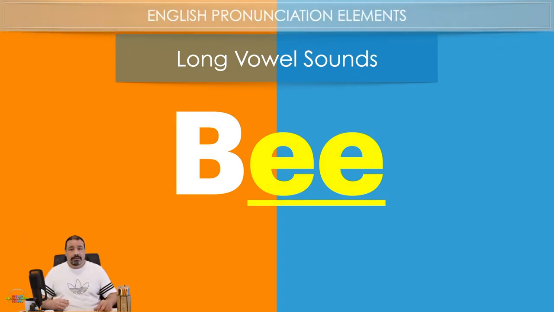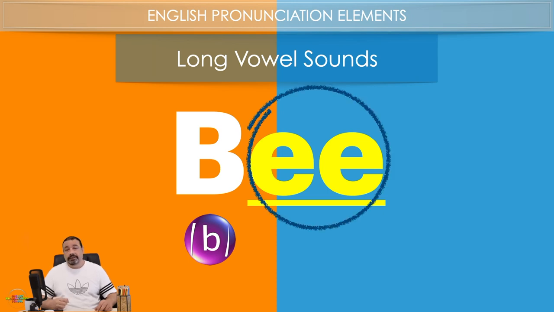The word B has only two phonemes or sounds when produced. The first one is the consonant b, and the second one is the vowel sound e. So we say b.